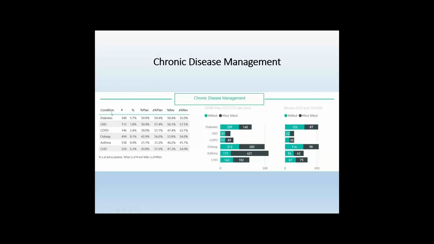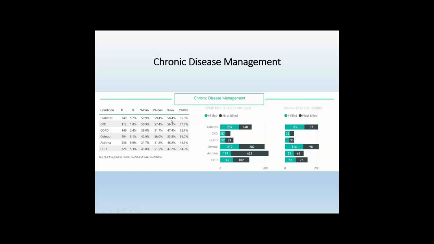So down the left, we've got the different conditions, and in the second column, you see the number of active patients who have that diagnosis shown as a percentage of your active population. And again, we've got the percentage of those patients who had a plan in the last 2 years, a GPMP, compared with the area average.